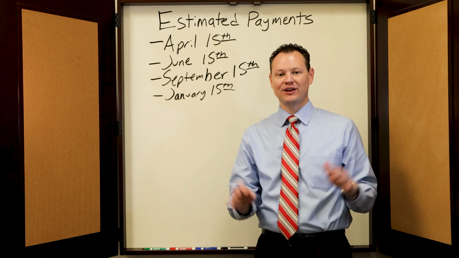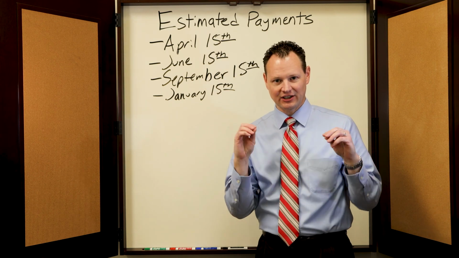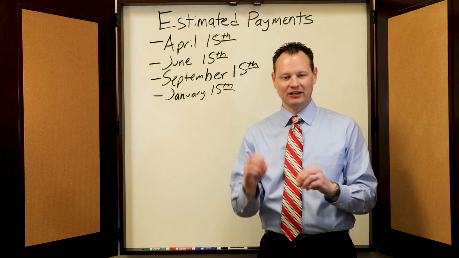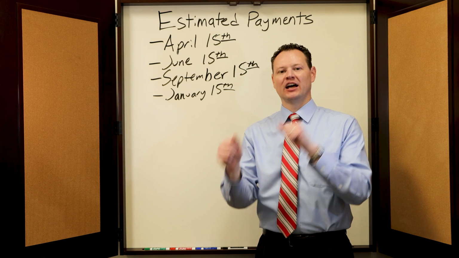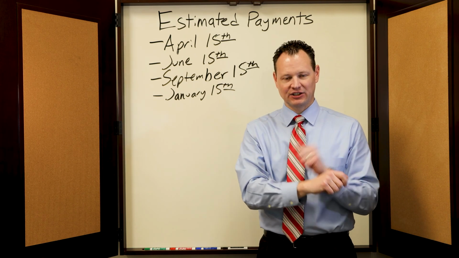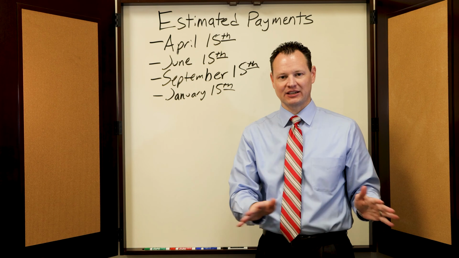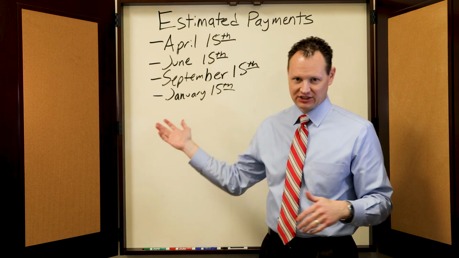Even though he owed $15 million on his tax return, he was penalty proof because we had paid in 110% of his prior year tax. He was fine, he was safe. Then we go into the next year.